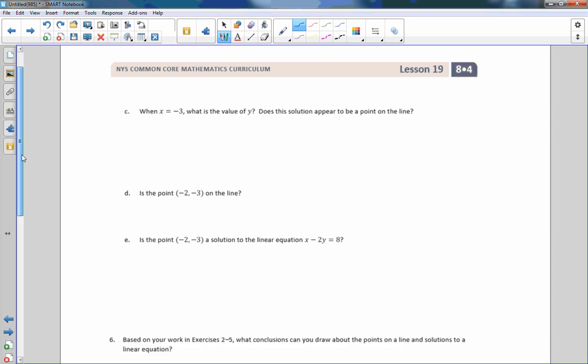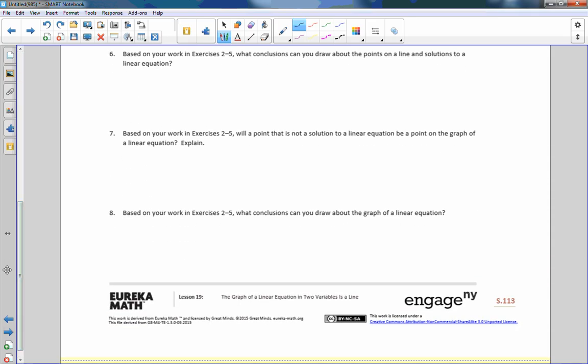Okay. These are the ones I just did on the last page, so I didn't have to go back and forth. So it says, based on your work in exercises 2 through 5, what conclusion can you draw about the points on the line and solutions to the linear equations? The solutions are on the line.